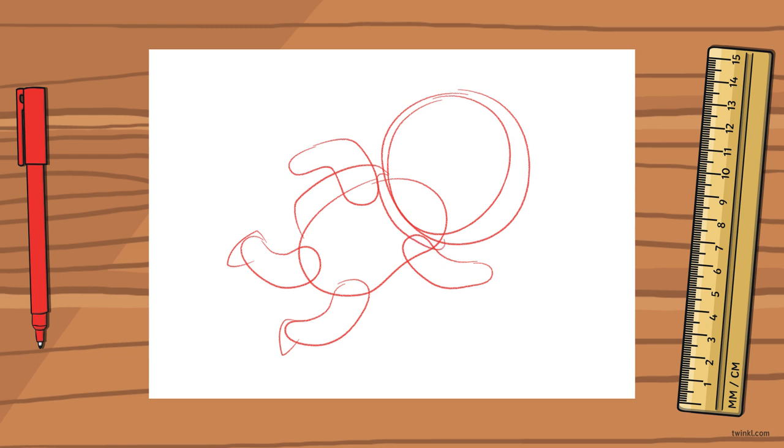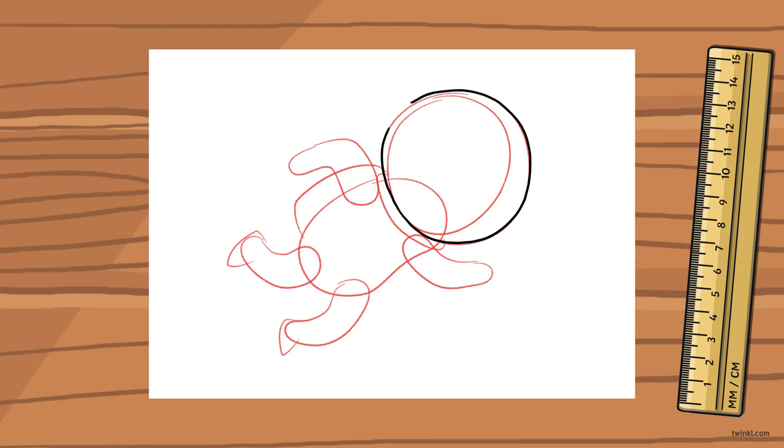That's all the guidelines we need. We'll add in lots of details when we do the final line work. So grab your pen or darker pencil and let's get going. We're going to draw around the helmet shape, but not quite all the way around. We'll put something in that gap later.